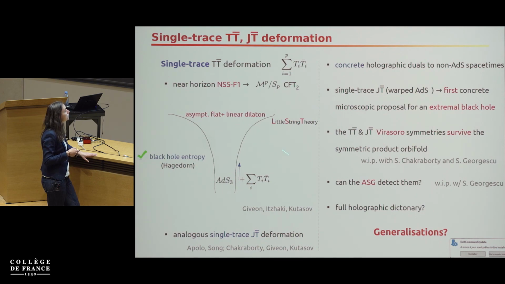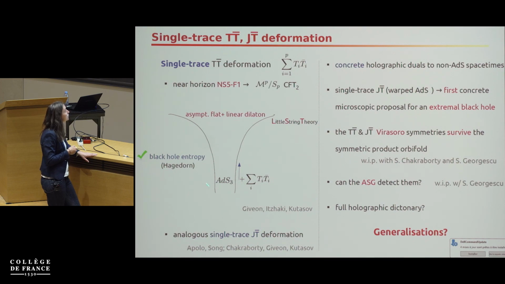Because you have the symmetric product orbifold structure, you can do a single trace analog of TT bar, where you just sum TT bar over copies, as opposed to the double trace, where you sum T_i times a sum of T bar_j. This is a single sum, so this is single trace. And because it's single trace, this corresponds to a non-normalizable deformation of the geometry, which will end up interpolating between AdS3 in the IR, dual to the CFT2, and some spacetime that's asymptotically flat with a linear dilaton in the UV. So that's a really interesting spacetime.